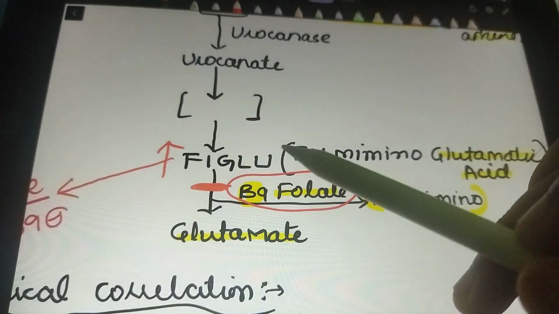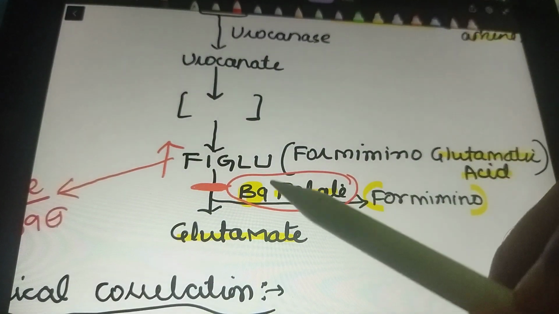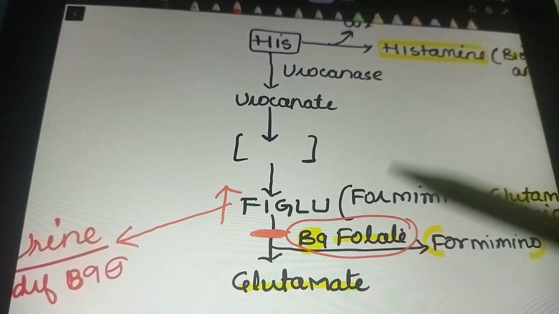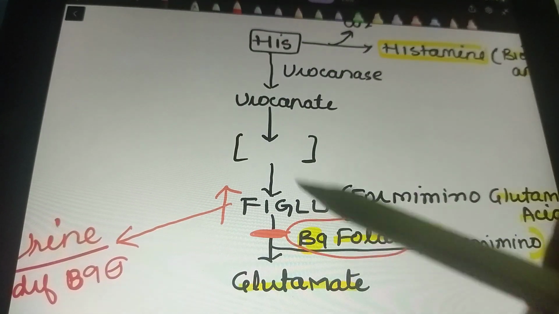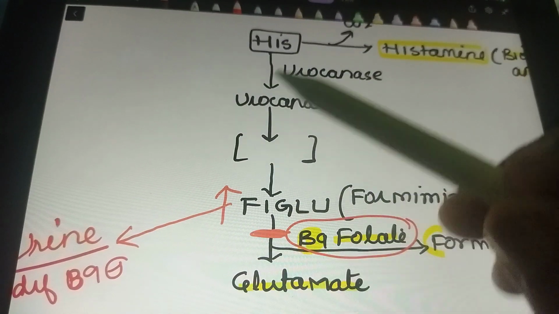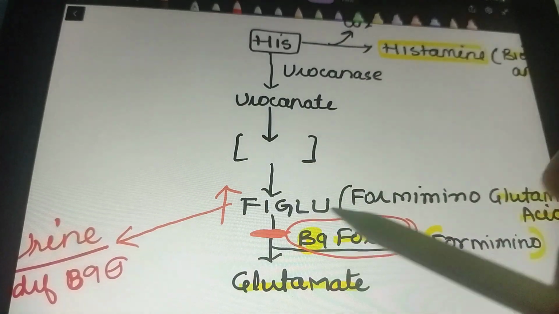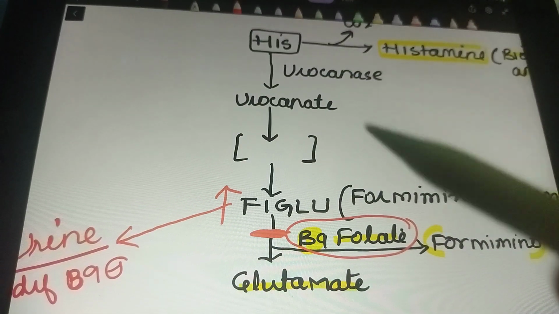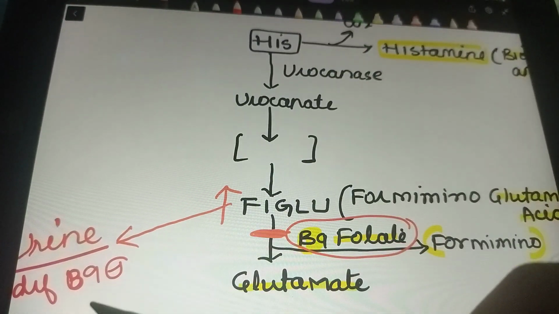But in that step we need vitamin B9, and folic acid is important for that. So from this, what we know is that if vitamin B9 or folic acid is deficient, we will lack glutamic acid. Glutamate will be reduced. In another way, the excess histidine will be converted into more FIGLU. There won't be glutamic acid, but FIGLU will be there. So if the patient is having excess FIGLU in the urine, that suggests a vitamin B9 deficiency, that is, folic acid deficiency is there.